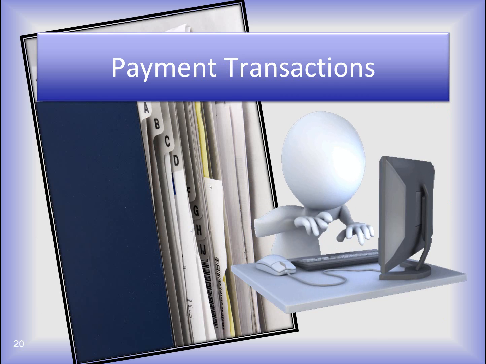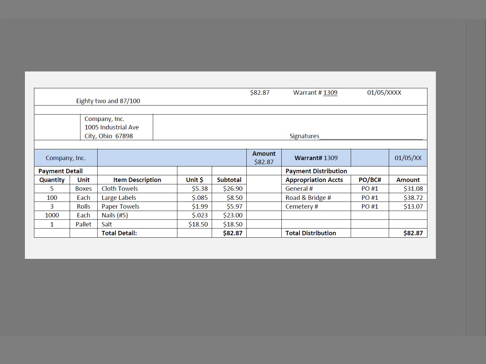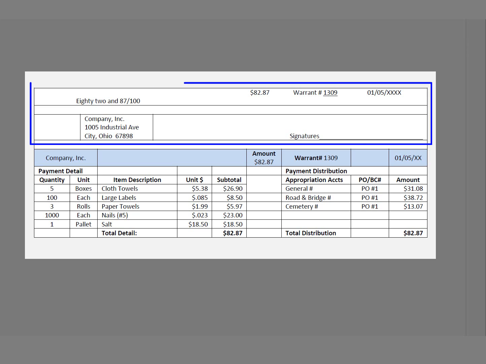The fiscal officer prepares payments for board approval at their meeting. We're going to review 3 sample warrants the fiscal officer issued from the outstanding bills. On the screen, we see warrant number 1309 to Company Inc. for miscellaneous supplies purchased for multiple departments. The top portion of the check shows the amount, warrant number, date, vendor, and signature area.